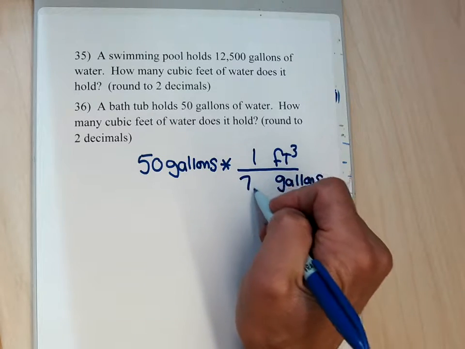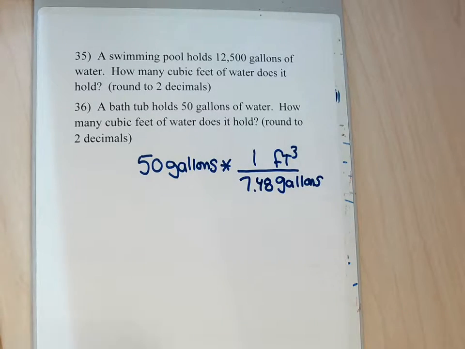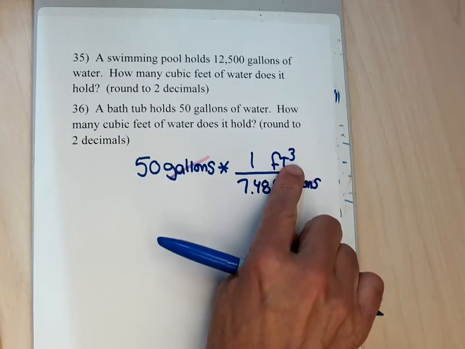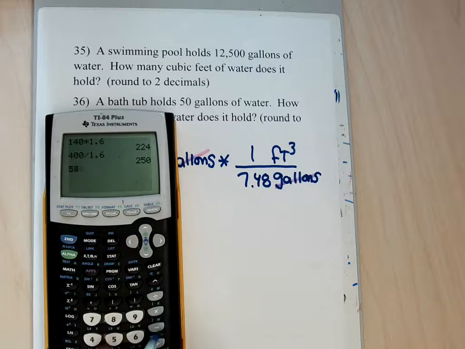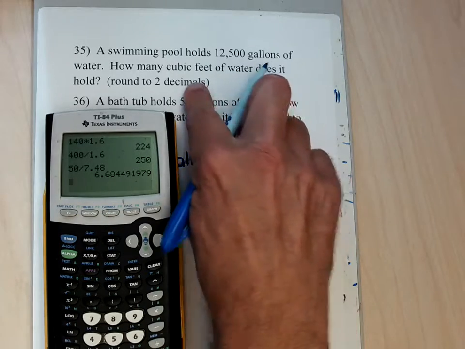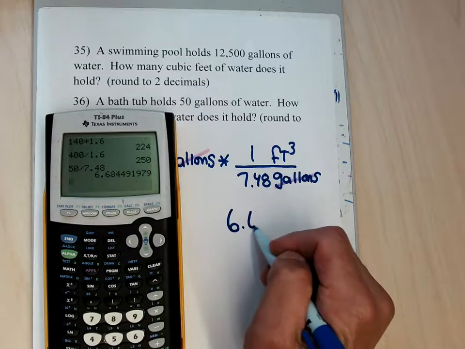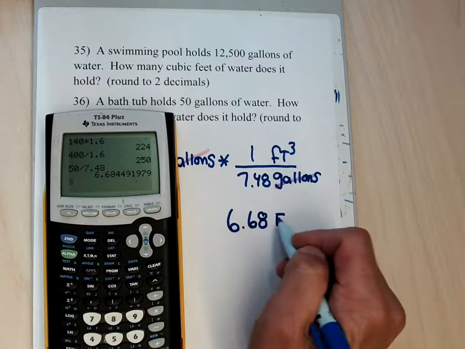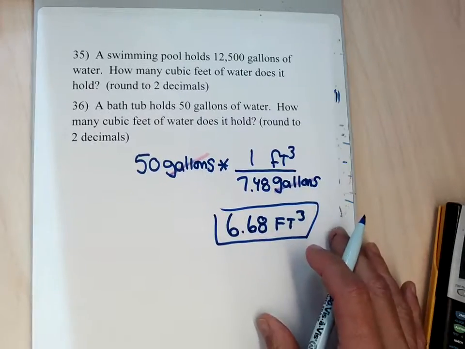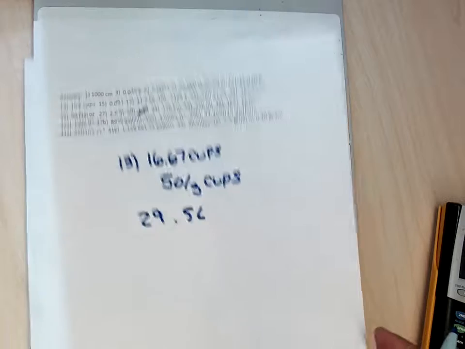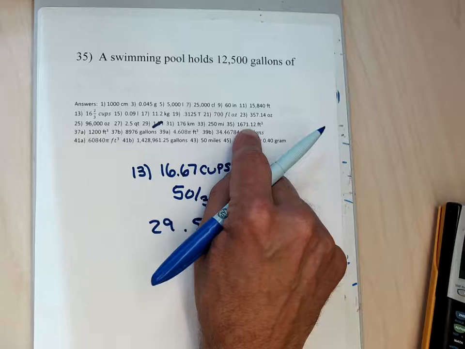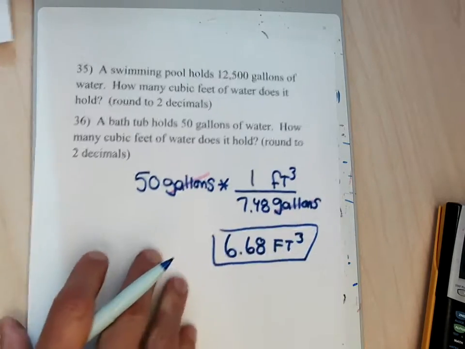So I'm going to multiply by the 1 cubic feet is 7.48 gallons, and that will help me get my answer because the gallons will cancel. The units are what I need to have, it's cubic feet. And then 50 divided by 7.48 is going to give me 6.68, it says round to 2 decimals. My answer for problem 36 is going to be 6.68 cubic feet. So this bathtub will hold 6.68 cubic feet of water. And problem 35, your swimming pool should have 1,671.12 cubic feet rounded to 2 decimals.